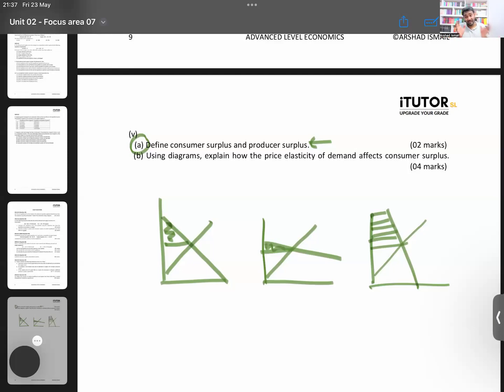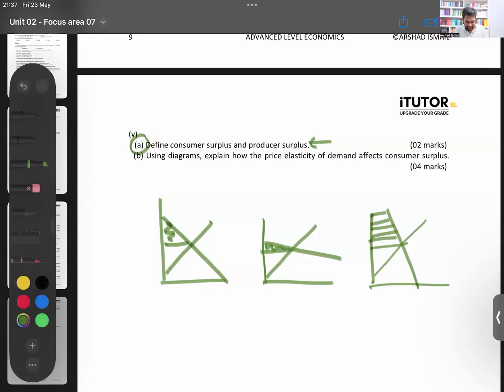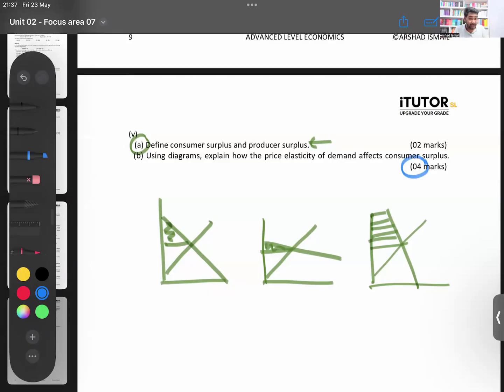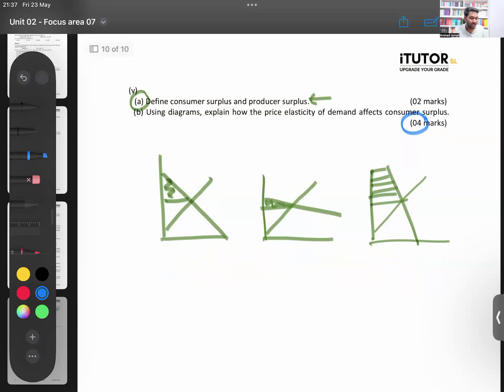You can also say if PED is perfectly elastic, then consumer surplus is 0. If it's perfectly inelastic, consumer surplus is infinity. So you can say the higher the inelasticity, the higher the consumer surplus. And you can explain in your own words, giving an answer and drawing some diagrams. All they're saying is using diagrams, so draw a few diagrams. Show how it looks if it is inelastic, and how it looks if it is elastic. Then show perfectly elastic and that the consumer surplus is 0. That we had in the MCQ also. So use that knowledge and write your answer there.